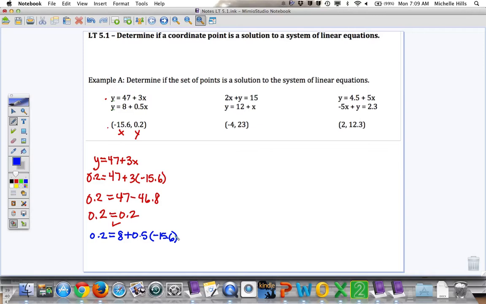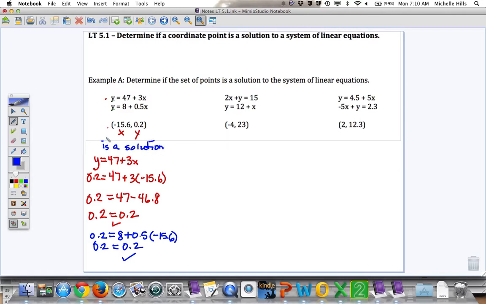You could just grab your calculator and punch in 8 times 0.5 times -15.6 equals, and you get 0.2. So this side is 0.2. When you plug this side in the calculator and you have to show this substitution step, you get 0.2. Hey, it works in that one too. So it is a solution to the system.